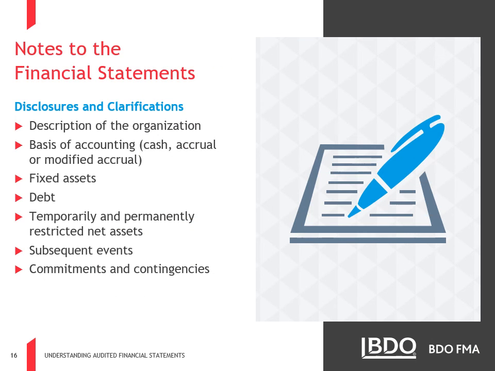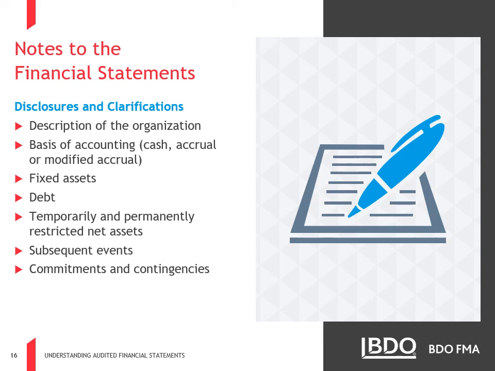Finally, at the end of the audit, there are typically several pages of notes containing important information, often referenced in the financial statements themselves. So sometimes you'll see on the balance sheet a value for fixed assets, and it will say, see Note 6, for example. Notes to the financial statements provide lots of important disclosures and clarifications, and they should be reviewed as well for information about the organization's financial position and financial activities.